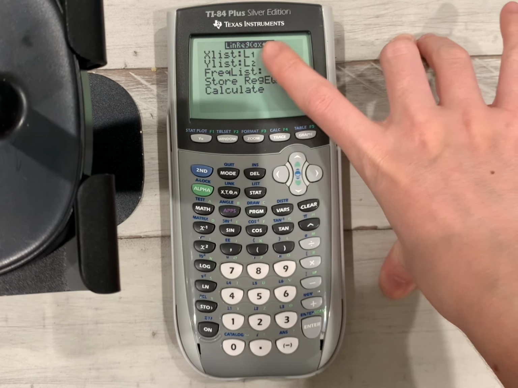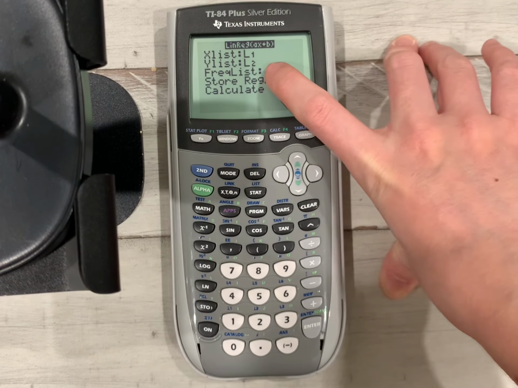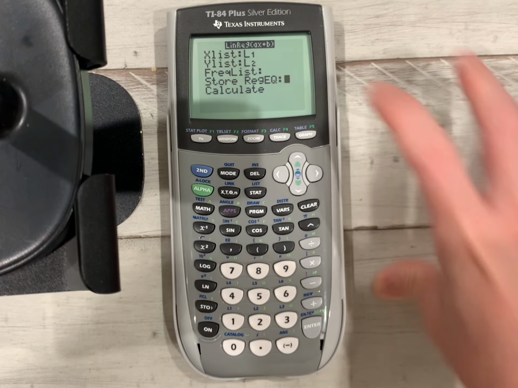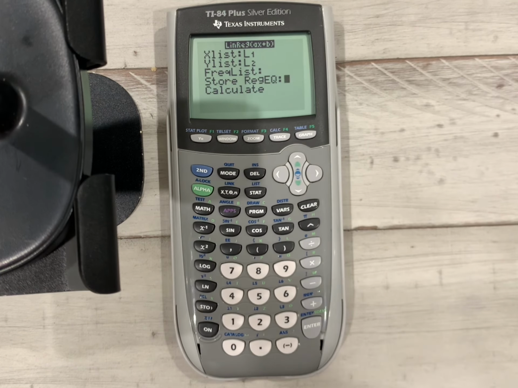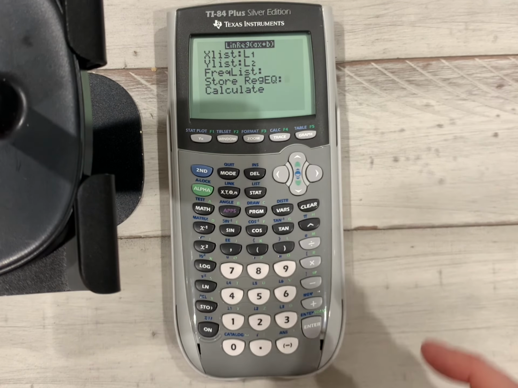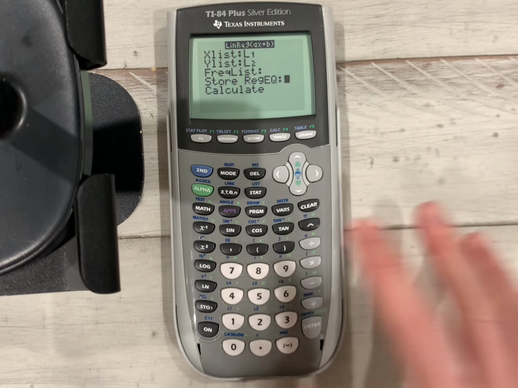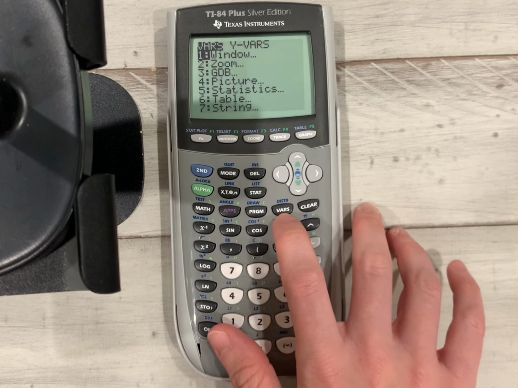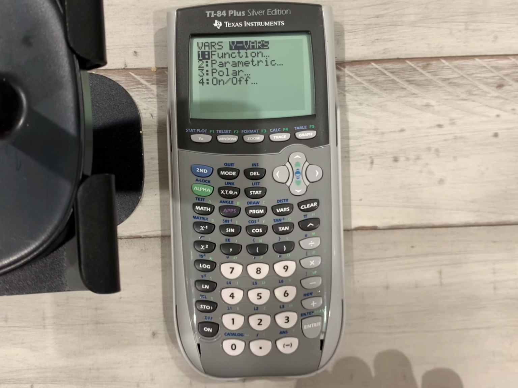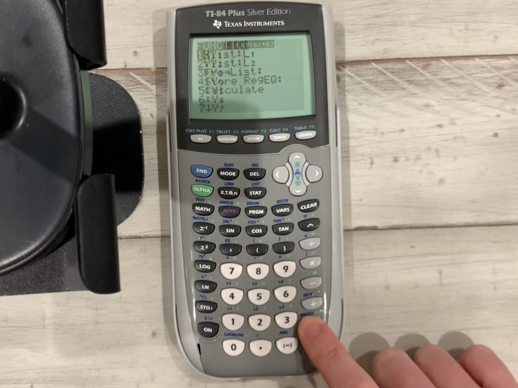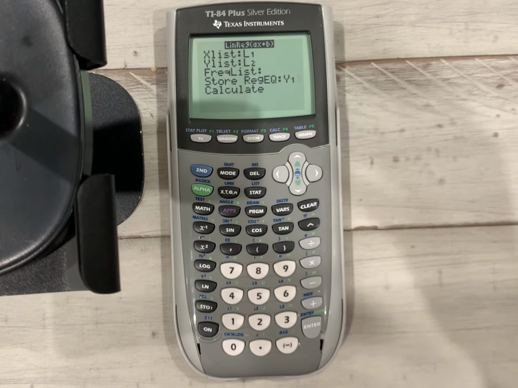So I've got my X list is list 1, my Y list is list 2. We don't want anything for our frequency list, so leave that blank. Here where it says store reg EQ, we would like to store our line of best fit equation so that we can go ahead and plot it later on. So what I want here is to form an equation. We're going to call it Y1, okay? You're going to go into where it says vars, go across to Y vars, function, and you can click any of these, and I'm just going to pick Y1. So it's going to store this particular line of best fit, the equation for it, as Y1.